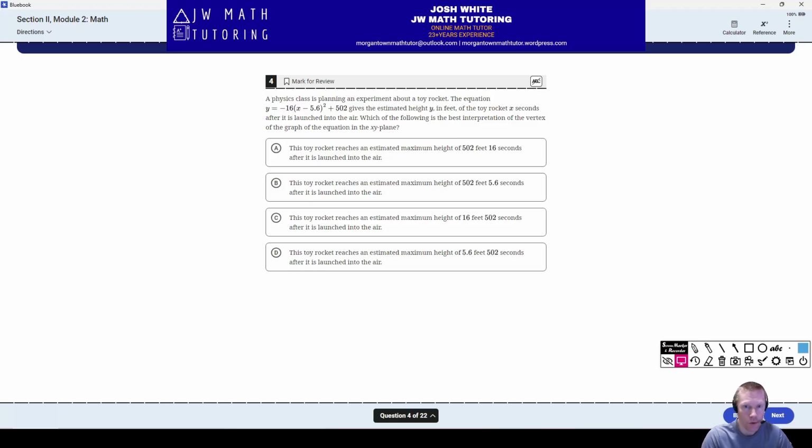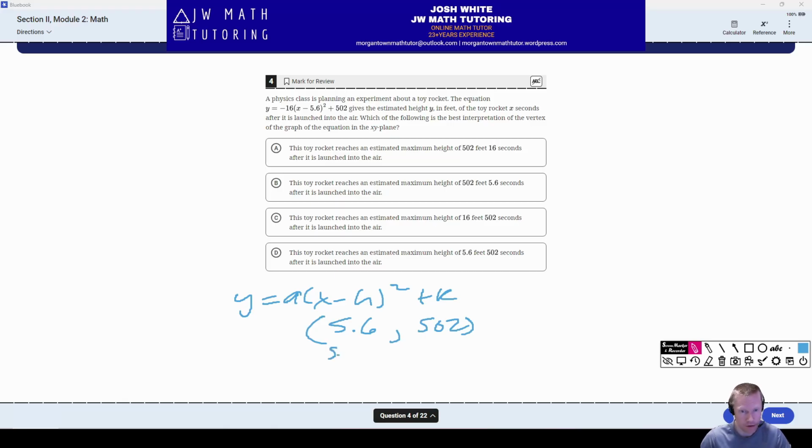Next up, here you have a quadratic function, and they're asking you to interpret this one as well. Since this quadratic function is given in vertex form, which just looks like this, the vertex is (h, k), so in this case it is (5.6, 502). And 5.6, of course, is a time. x stands for seconds. And 502 is a height. Y, as they tell you up here, is in feet, the units.